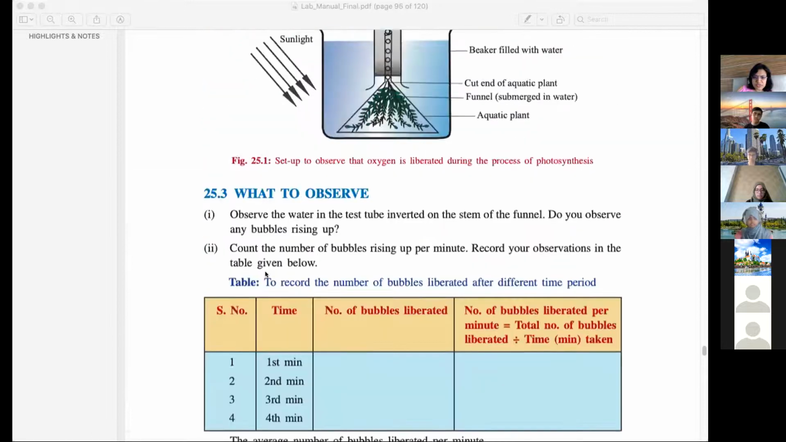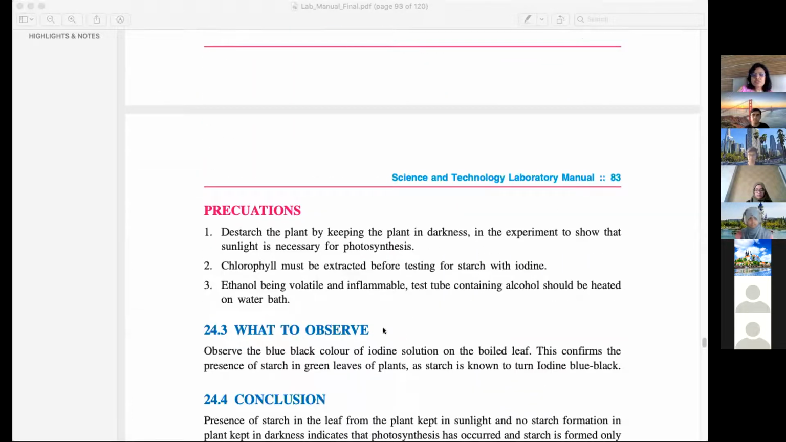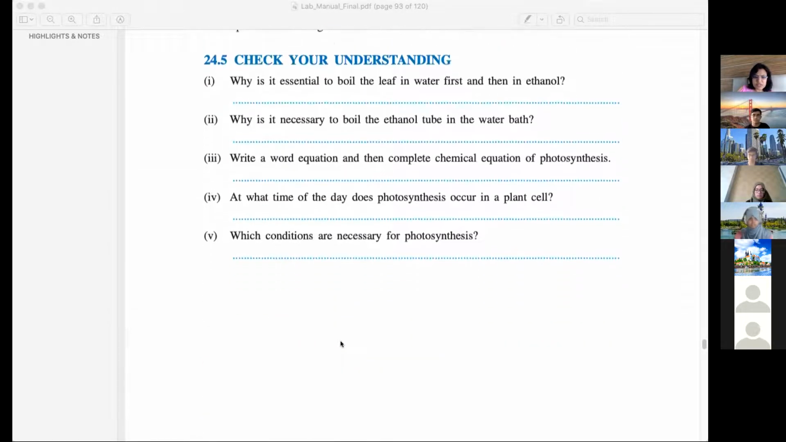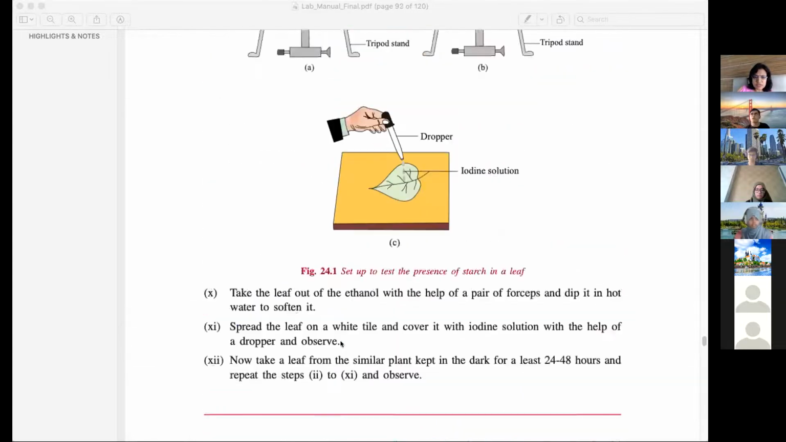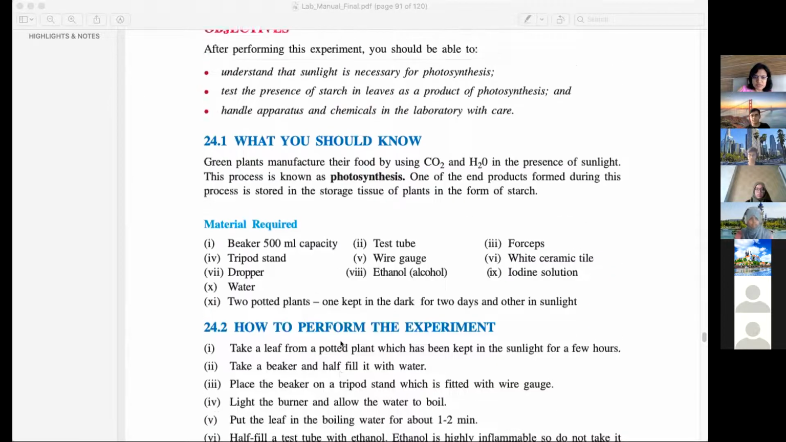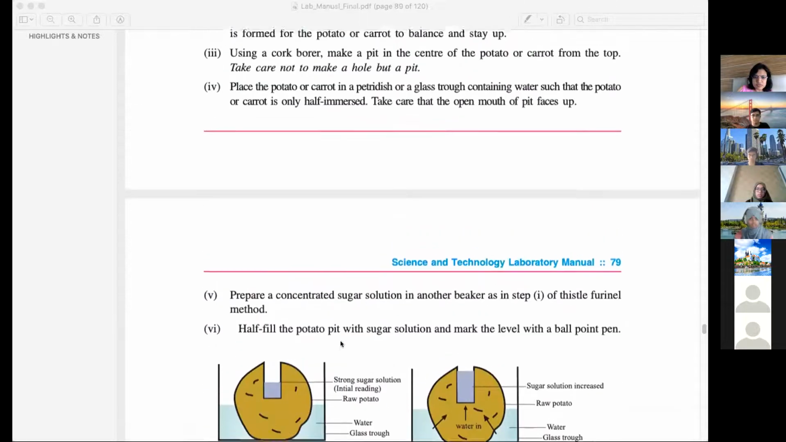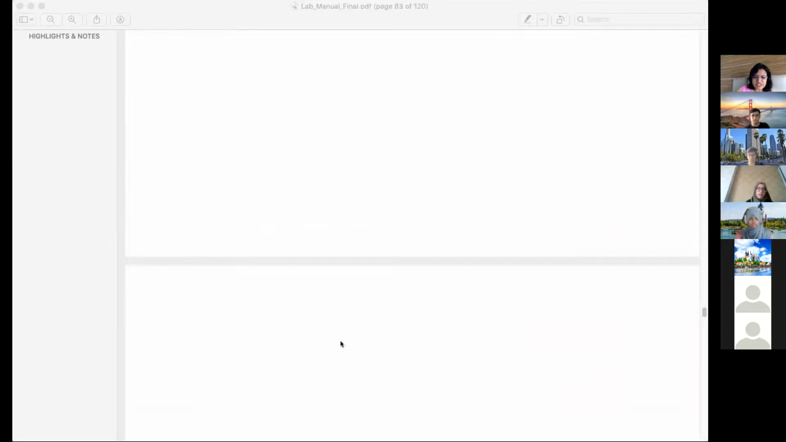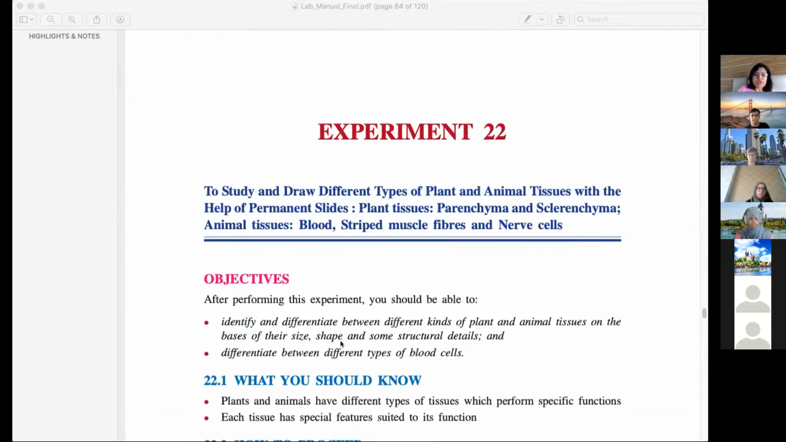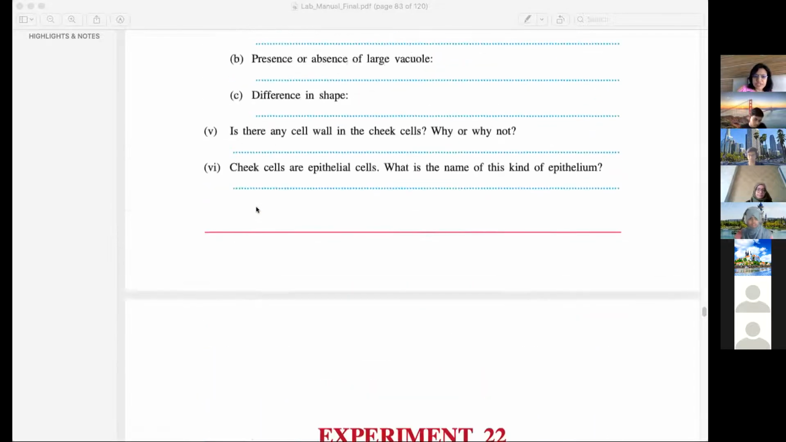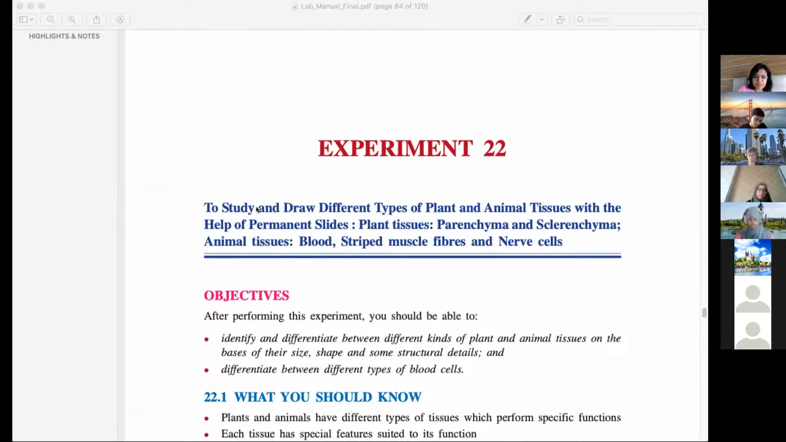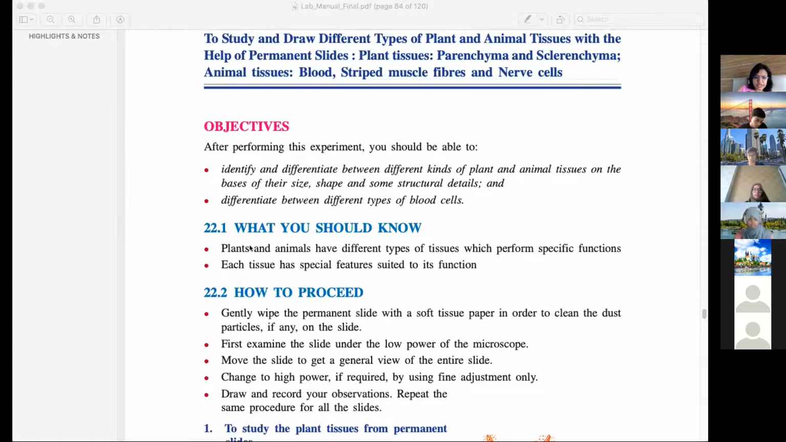22 किधर गया? This is chemistry. हाँ, 22. 21 क्या था? 21 cheek cell था. And onion peel हो गया.